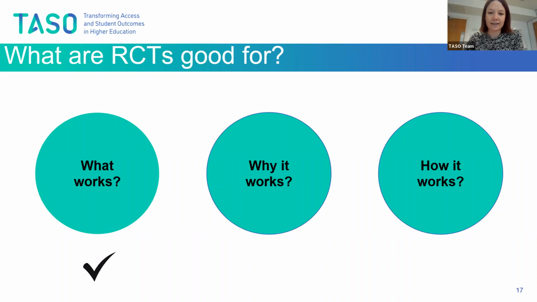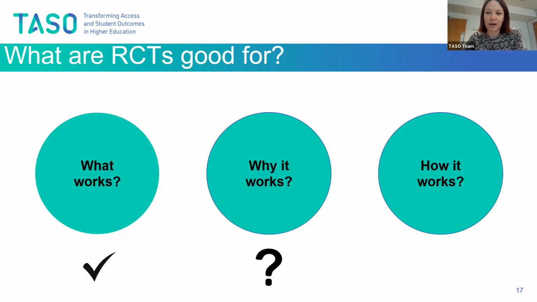Do RCTs tell us why the intervention works? I think there's a bit of a question mark here. Essentially, sometimes they do or they can. We can design RCTs in a way that helps us understand why things work. We do this by using interactions or different conditions that isolate a certain mechanism. But broadly, RCTs are best suited to tell us what works.